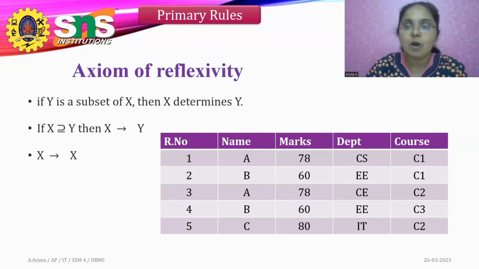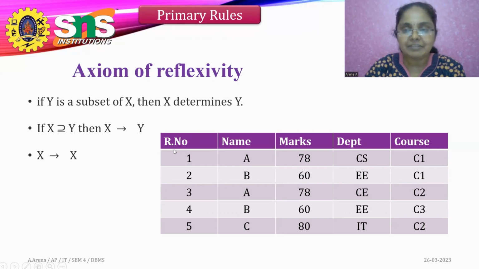Reflexivity is nothing but all the trivial functional dependencies. We can call it trivial reflexivity, because here y is a subset of x if x determines the value of y. So it can be represented like this: if y is a subset of x, then x tends to y. Also in trivial, we are saying itself is a functional dependency. So x can identify x.